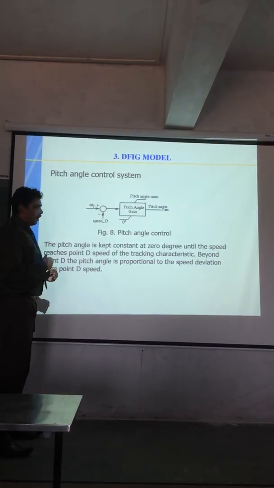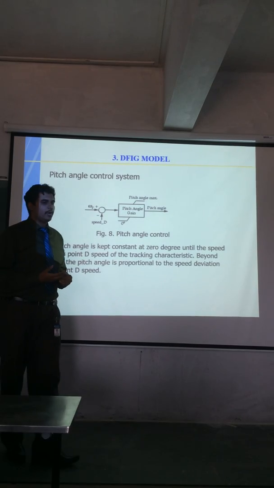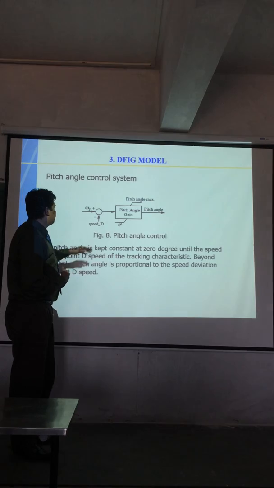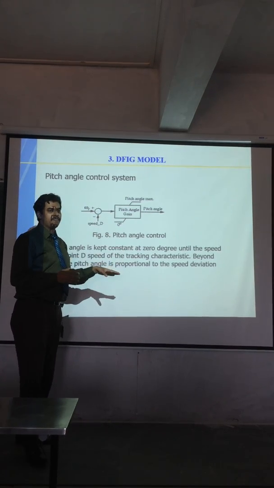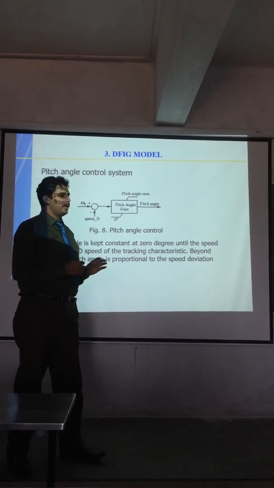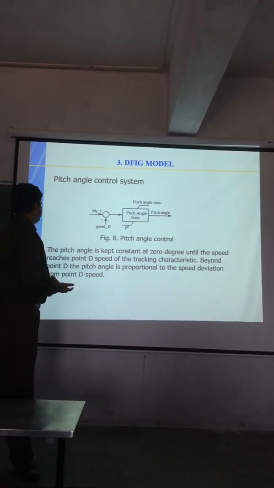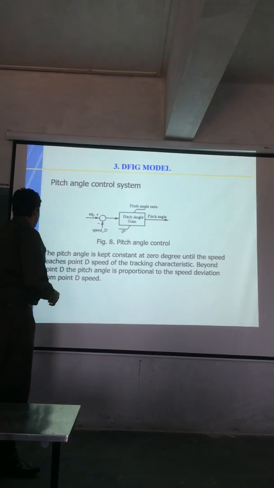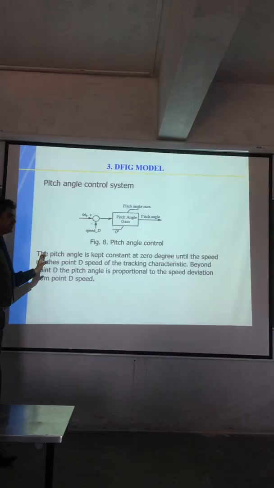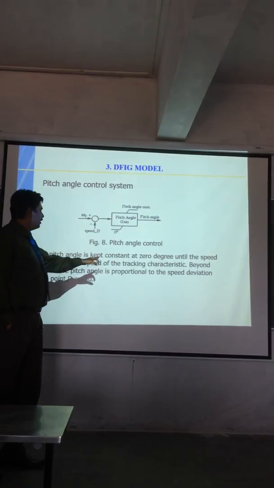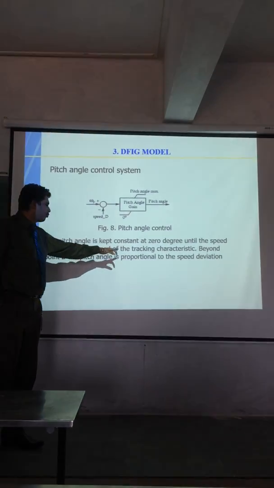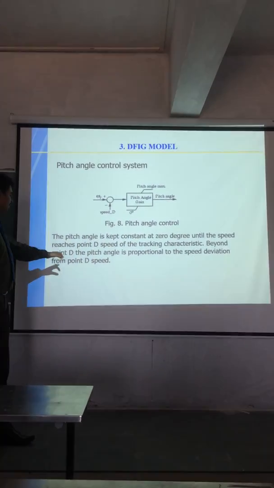Now the pitch angle. Another method to control the speed is by using the pitch angles. By varying, just click on this and you will get different ranges of parameters. In that range of parameters, you are able to identify and place your values. Once the pitch angle is kept constant at 0 until the speed reaches the maximum point, or the point D, that is the tracking characteristics. Beyond the point D, the pitch angle is proportional to the speed deviation from the point.